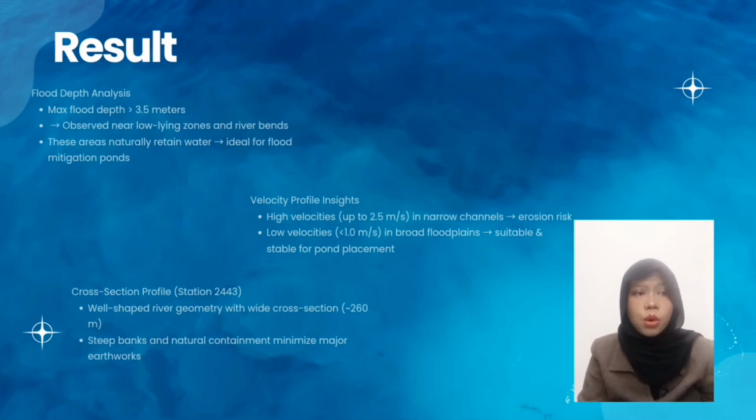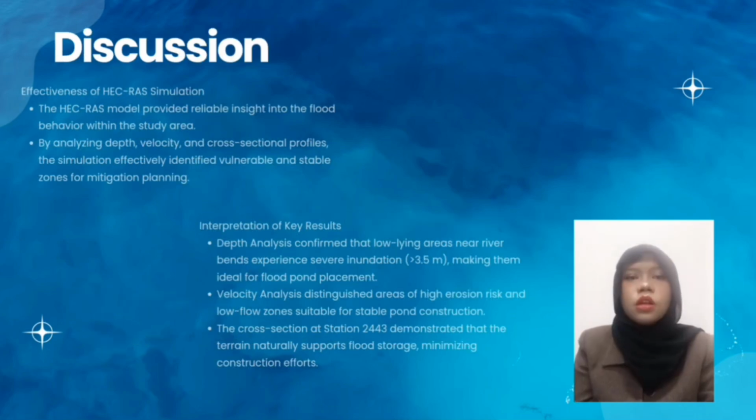And for cross-section profile, well-shaped river geometry with wide cross-section, steep banks and natural containment minimizes major earthwork. Discussion: effectiveness of HEC-RAS simulation. The HEC-RAS model provides reliable insight into the flood behavior within the study area. By analyzing depth, velocity, and cross-section profile, the simulation effectively identifies vulnerable and stable zones for mitigation planning.